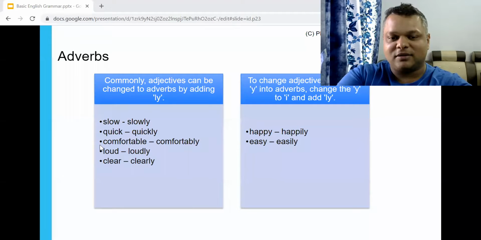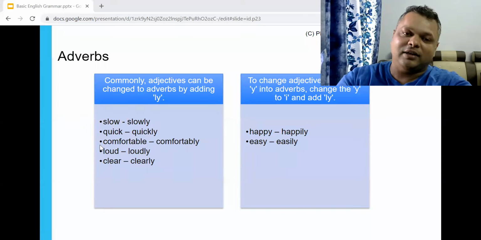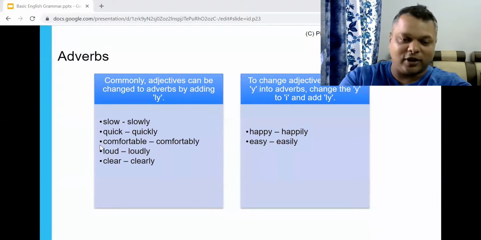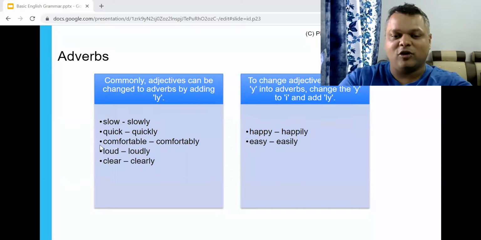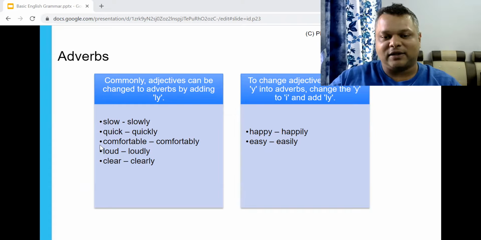Now, what is the meaning of this? Adjectives can be changed to adverbs by adding ly. Abhi ek adjective is what? It's a describing word. But sometimes you want to use it in a sentence as an adverb. That is something that is describing the verb itself, right? So he walks slowly. Now slowly becomes the adverb describing the verb walks, right? He walks slowly. This is very simple. Nothing to be worried about here. Just remember how the adverbs can be changed. So quick, quickly, comfortable, comfortably, loud, loudly, clear, clearly.